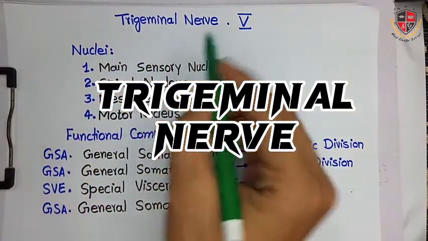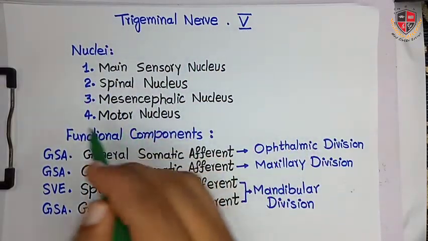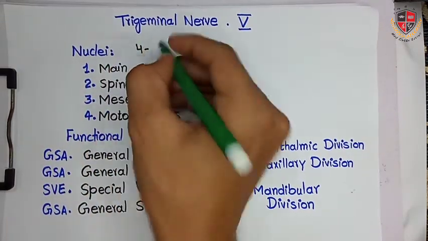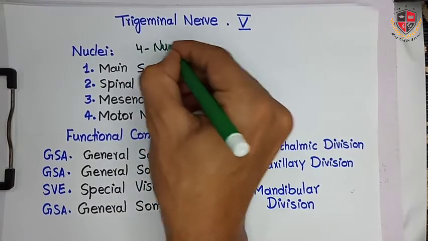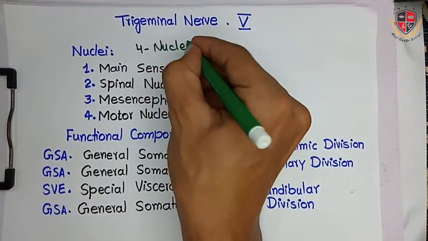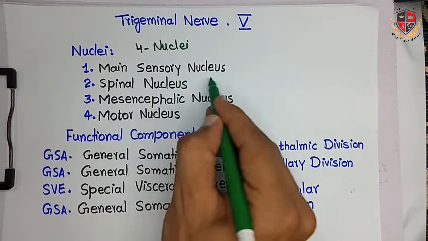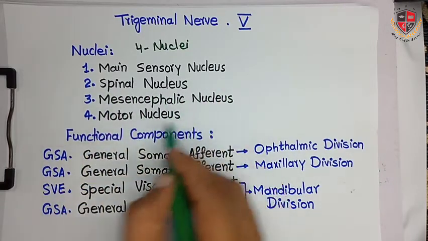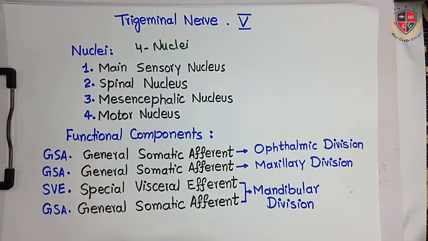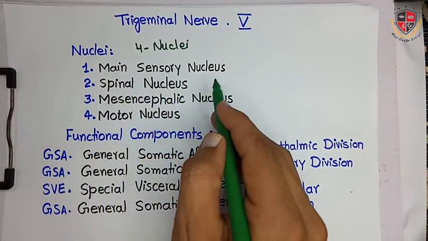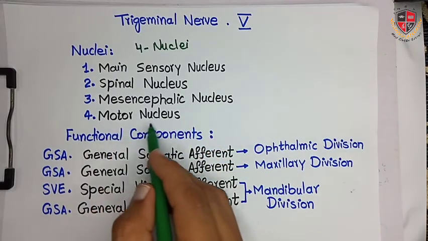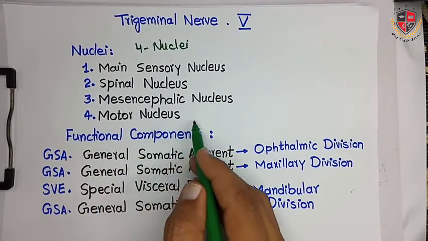Trigeminal nerve. The trigeminal nerve is the fifth cranial nerve. It has four main nuclei: main sensory nucleus, spinal nucleus, mesencephalic nucleus, and motor nucleus. The sensory nucleus gives the sensory nerve. The motor nucleus gives the motor root to the muscles.